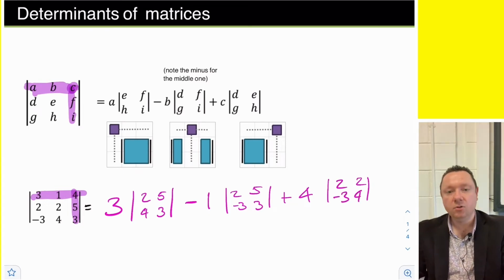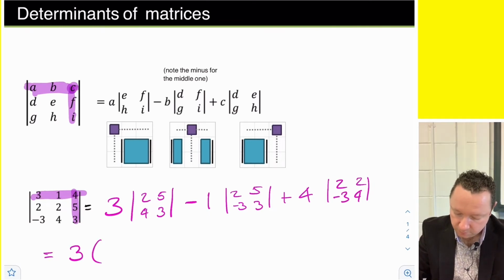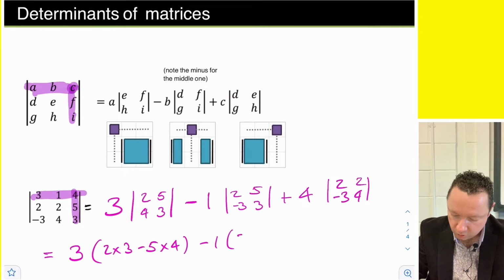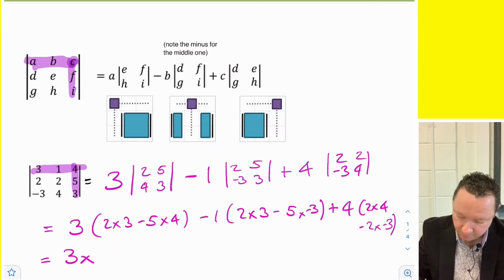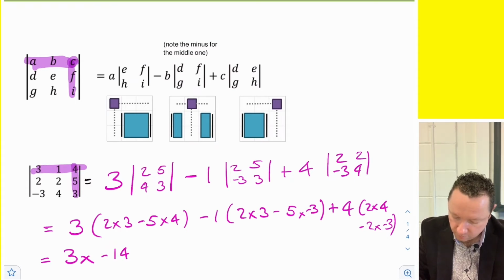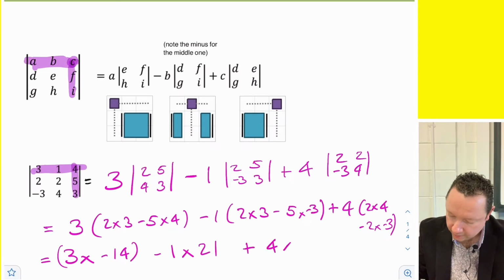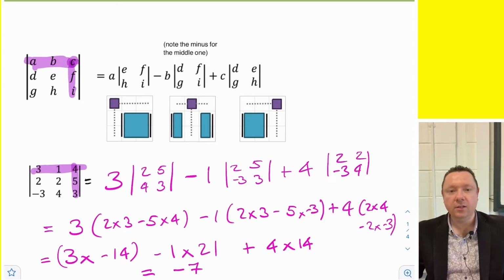So I need to work out all my individual determinants. So that's 3 times 2 times 3 minus 5 times 4. Take away 1 times 2 times 3 minus 5 times minus 3, plus 4 times 2 times 4 minus 2 times minus 3. So that's 3 times minus 14, minus 1 times 21, plus 4 times 14. So that equals 3 times minus 14 plus 4 times 14, so that's 14, take away 21, minus 7. And you can use a calculator if you need to at any point.